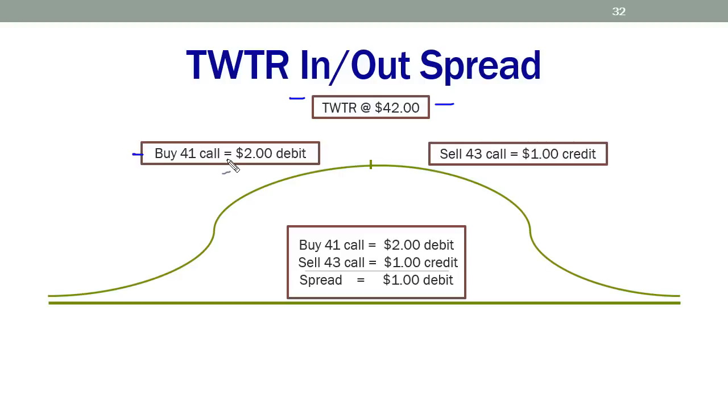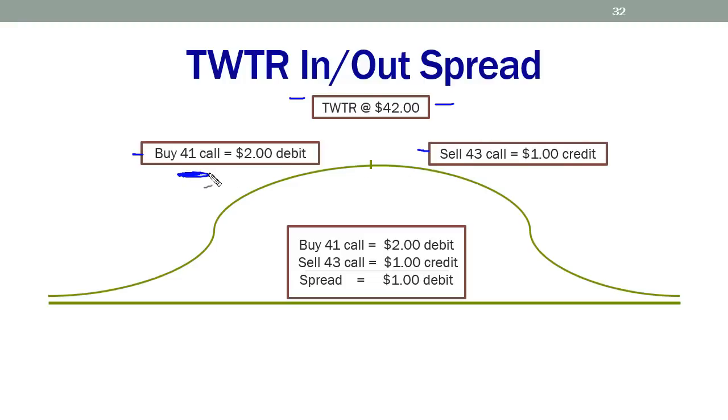Instead, I'm going to go out and buy a 41 call. It's trading for $2. And then I'm going to sell a 43 call against it for a $1 credit. Now look, all I did is align it. Very clean pricing, right? So what am I doing? I'm buying a 41 call. A 41 call gives me the right to buy the stock at 41, correct?